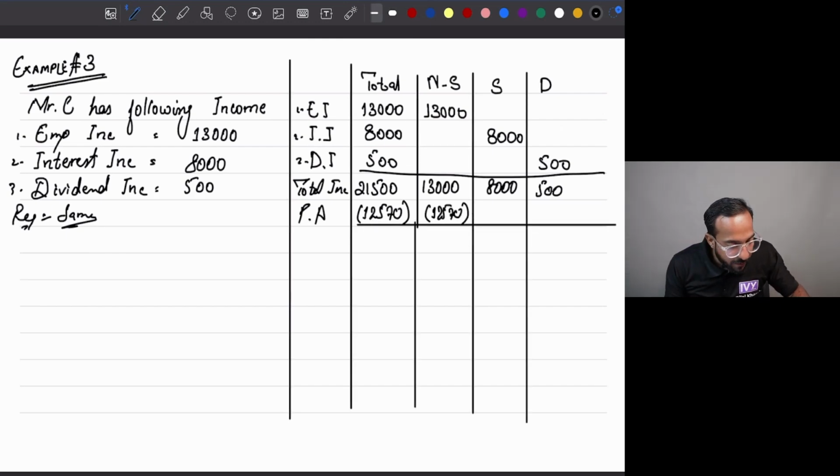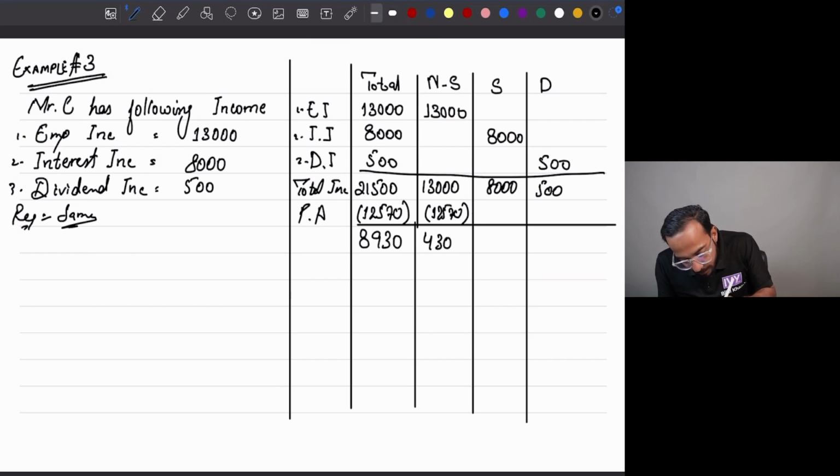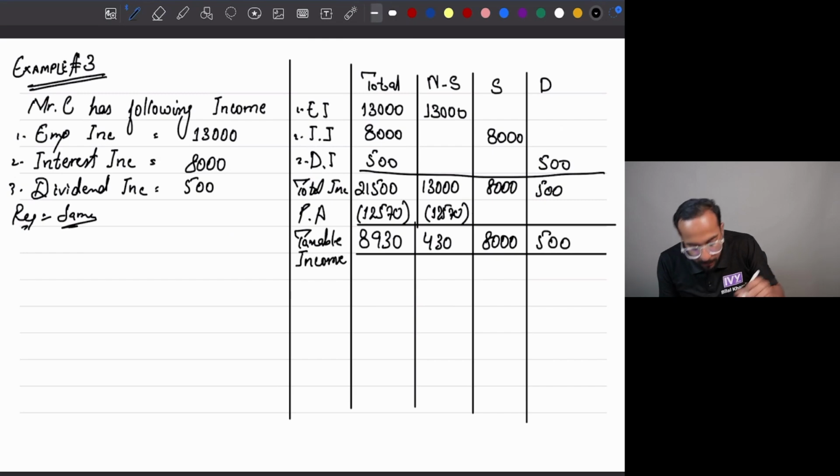Now if I less 21,500 from personal allowance, I'll get 8,930. 13,000 minus 12,570 is 430, then 8,000, and 500. This is your taxable income. Got it? Now be focused over it.